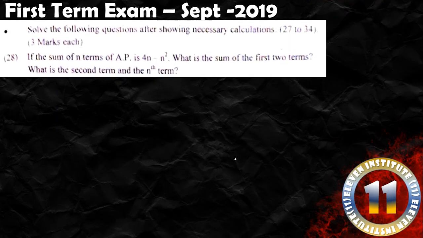Next one, this was asked for 3 marks. This is a textbook question. We have solved this. This is a textbook question. You can find this in exercise 5.2 and 5.3. Right? Specifically, you can find this in exercise 5.3.